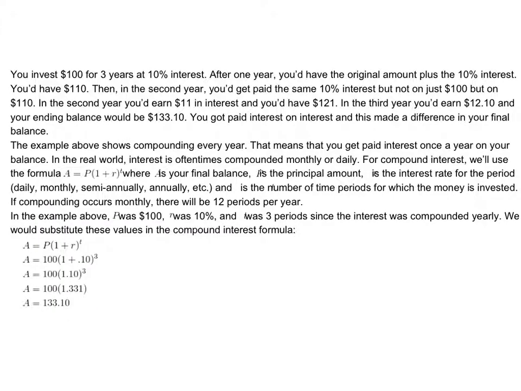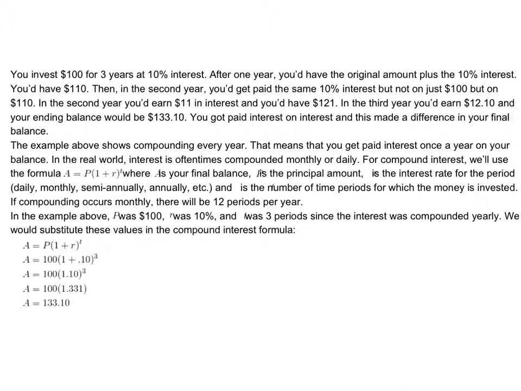Let's say you invest $100 for 3 years at 10% interest. After 1 year, you'd have the original amount plus 10% added on, so you'd have $110. In the second year, you still get 10% interest, but not only on the $100, but on the $110 that's there now. So you'd earn $11 interest and you get $121. In the third year, you would earn 10% of $121, which is $12.10, so your ending balance would be $133.10. You got paid interest on top of the interest you made in previous years, and that makes a difference in your final balance.